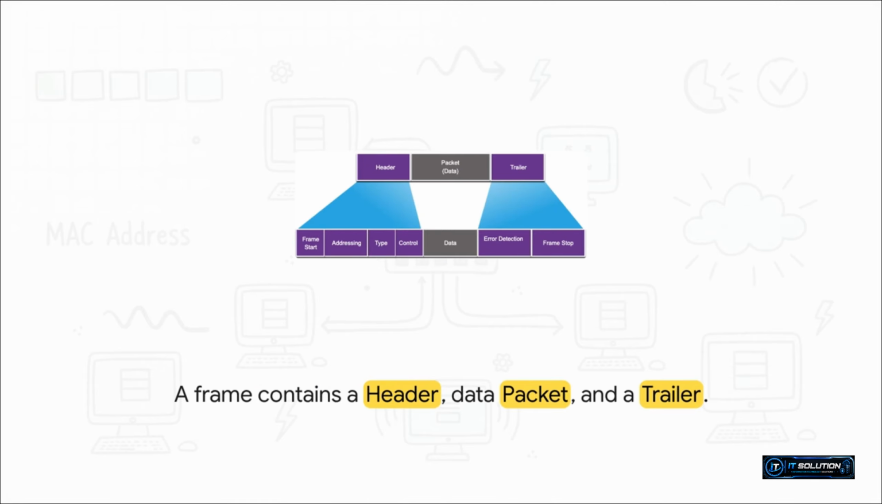Let's actually look at what goes into that digital box. The header is your shipping label. It's got the source and destination addressing plus control info.